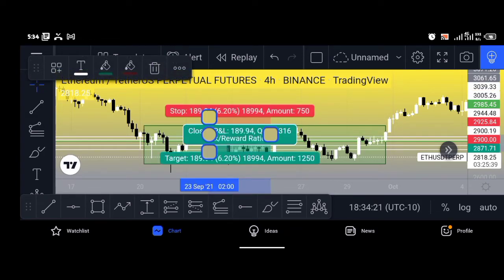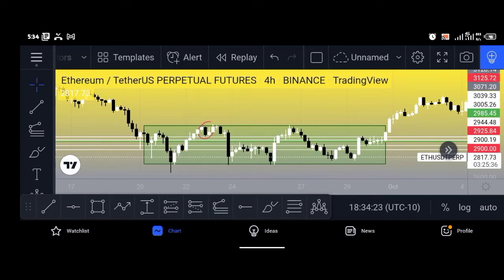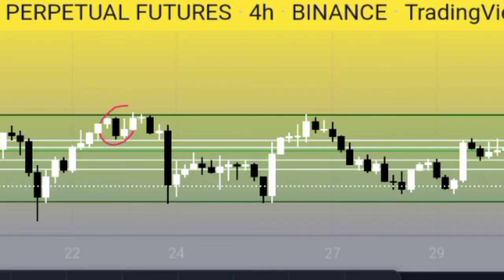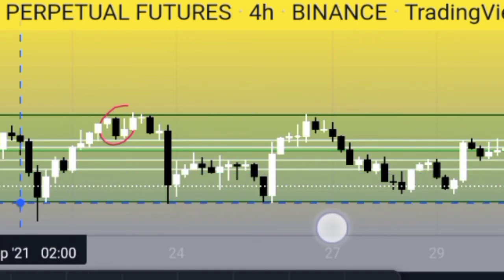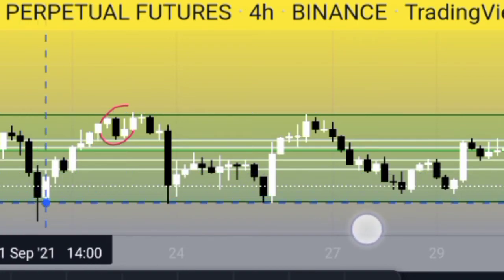So the other way of trading this ranging market is for you to draw your trend lines, your support and resistance trend lines. Let me pick my trend line tool to show you that. You pick your tool, you draw it from here up.